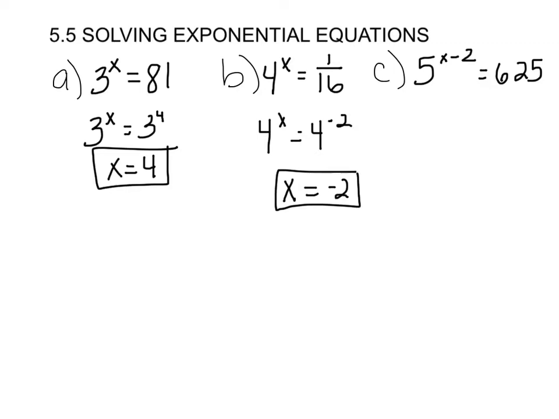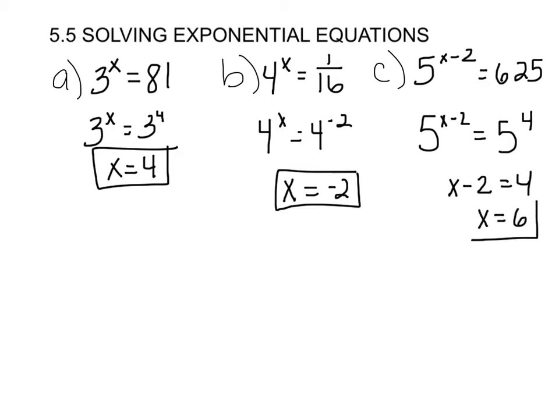Part C, 5 to the x minus 2 equals 625. We want to rewrite 625 as a base of 5. So 5, let's see, 5 times 5 is 25, times 5 is 125, times 5 is 625. So that'd be 5 to the 4th power. Now we set our powers equal to each other. x minus 2 equals 4, so I add 2 on both sides. That means I get x equals 6 as my answer.